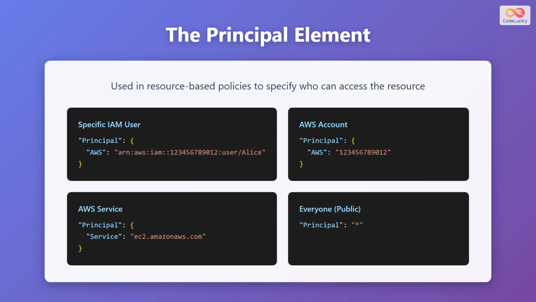For AWS services, you use the service key with the service's domain name, like ec2.amazonaws.com. You can even use an asterisk to make a resource publicly accessible, though this should be done with extreme caution as it allows anyone on the internet to access the resource. The principal element is not used in identity-based policies, only in resource-based policies like S3 bucket policies.